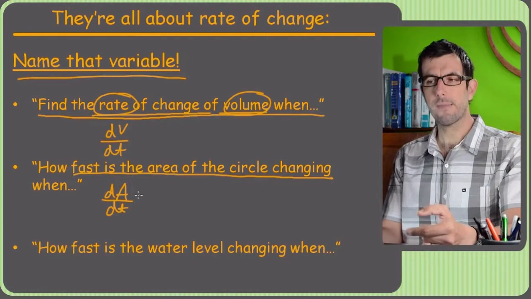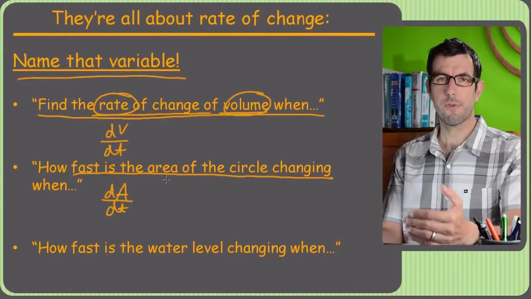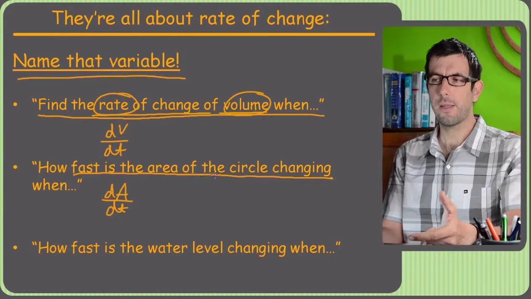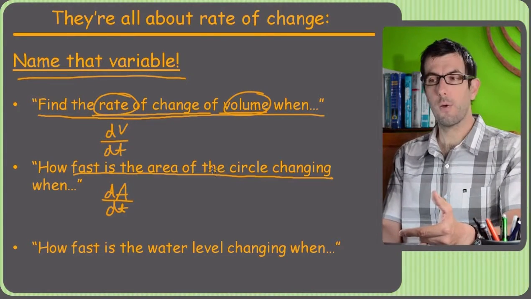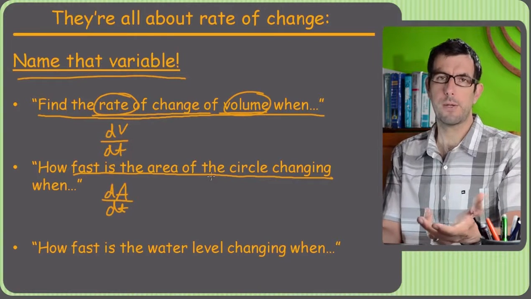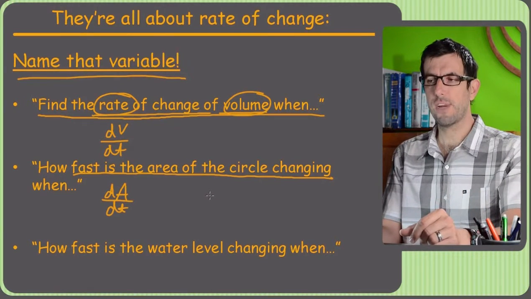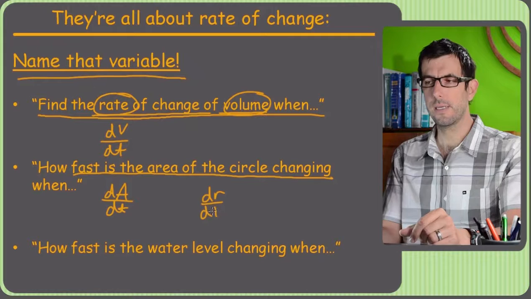So sometimes they're asking for that, like all the sentences I've given you here, they're asking for a variable, but they also could have said, hey, find the rate of change of area when the radius is changing at 3 centimeters per second or something. So then you're like, oh, rate of change of radius. Well, gee, that's dr dt.